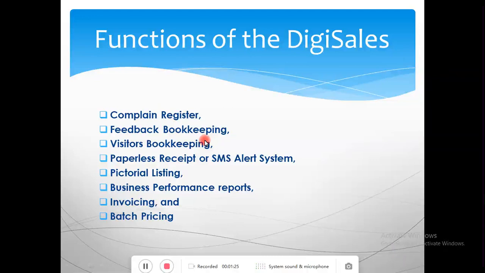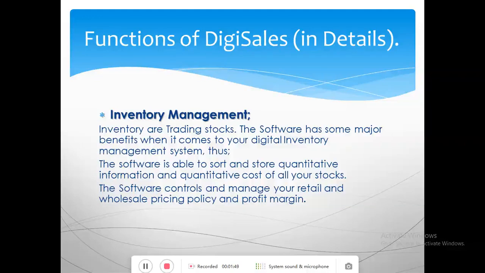It also has a paperless or SMS alert system. It has pictorial listing. It also allows you to have a business performance report. It helps you in invoicing and can also perform batch pricing. So let's dive into it, step by step. What are these functions? The meaning, or the detail, of these functions.